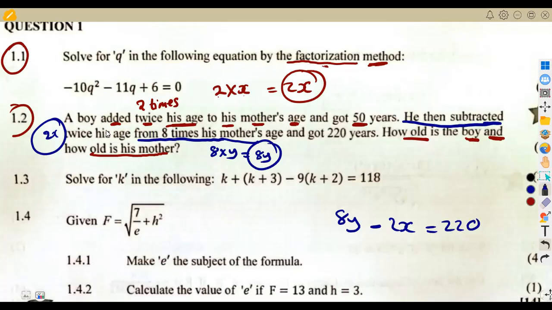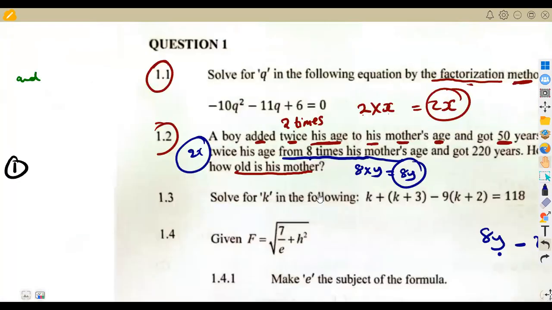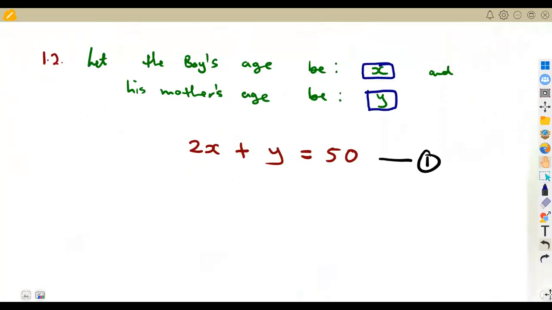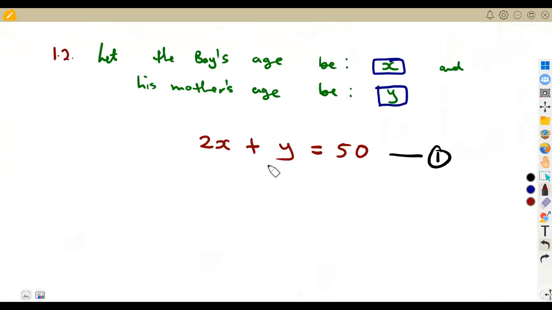He is subtracting his age from 8 times his mother's age. So his mother's age first has to be multiplied by 8, because they are saying 8 times. So it's 8 times his mother's age minus twice his age, and it must give us 220. That's an equation we formulate again from that statement. So we ended up with 8y minus 2x equals 220. So we've got two equations that we can consider to solve.